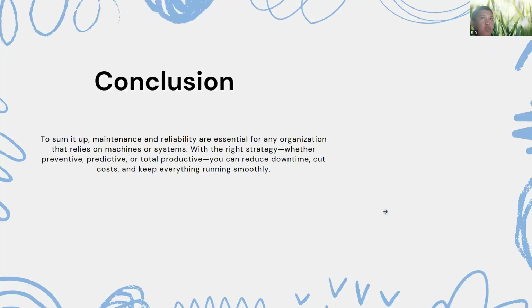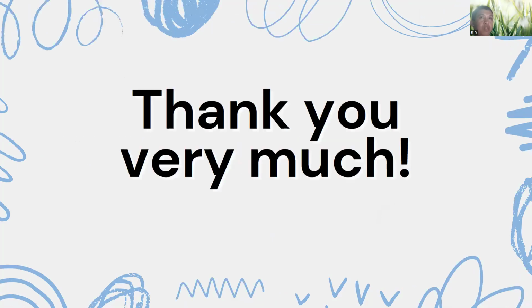So the conclusion, summing it up: maintenance and reliability are essential for any organization that relies on machines or systems. With the right strategy, whether preventive, predictive, or digital productive, you can reduce downtime, cut costs, and keep everything running smoothly. Thank you very much.